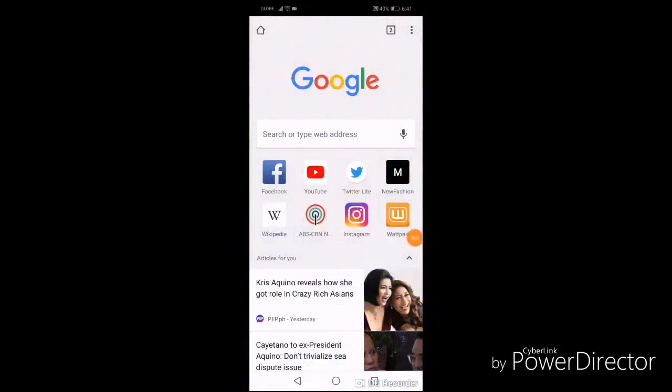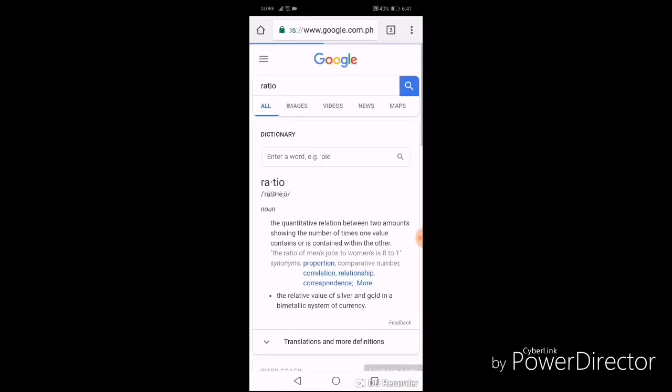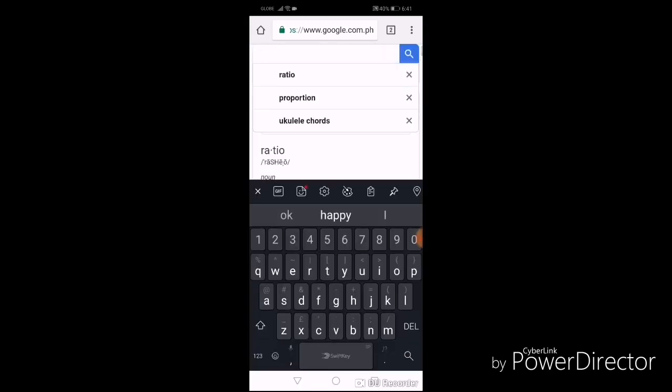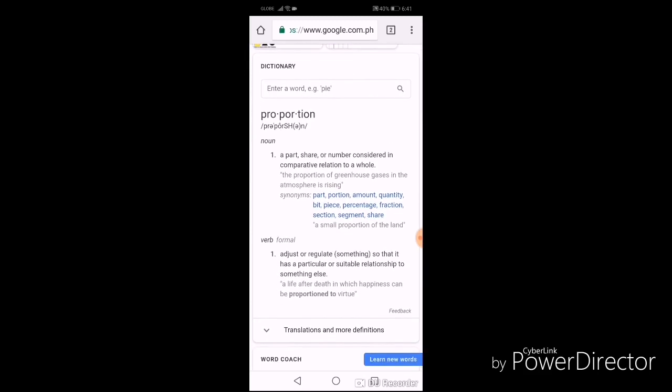Before anything else, let us know the definition of ratio. Next, let us know the definition of proportion. So now that we know the meaning of both terms, let us proceed to our first problem.